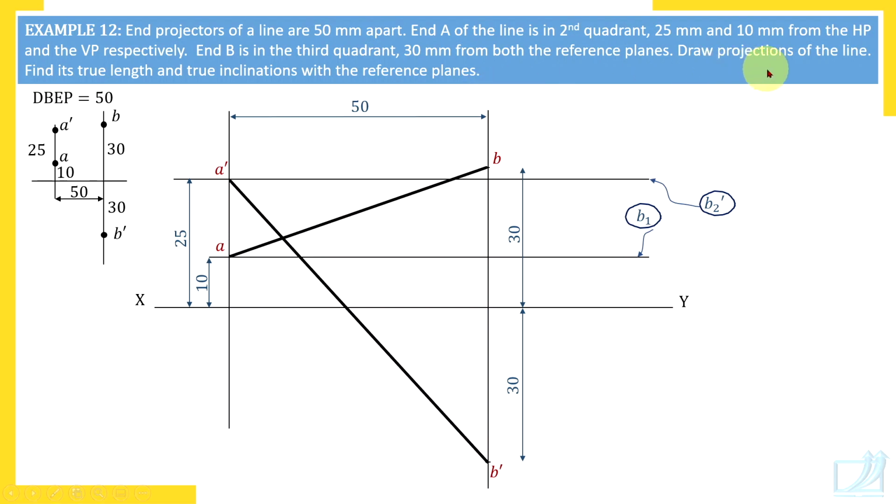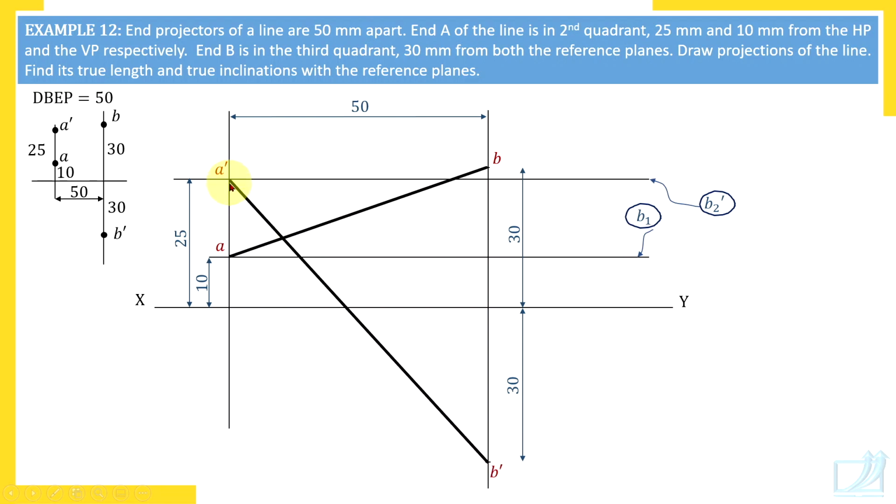You are asked to draw projections of the line. So without any extra construction, from the data itself, we got AB top view and A dash B dash front view. Then is it a complete drawing? Not yet. Have you realized you are asked to find the true length and true inclinations? So remember that when a line is inclined to both of the reference planes, draw all the 6 views. Which are the other views? A dash B dash is ready. Through point A dash, there are 2 more views.